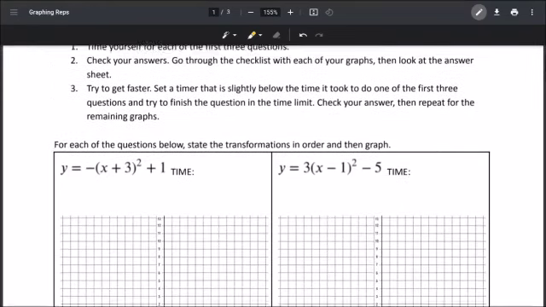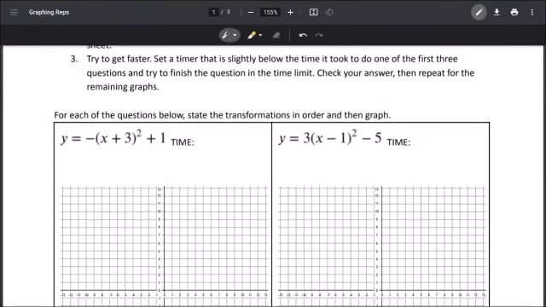Okay, so for each of the questions below, state the transformations in order and then graph. This is a very common question. We've done it already multiple times. So my transformations, I got, oh sorry, I'm going to time myself. Right now is actually 11:01. So I'm going to time myself and see how quickly I can get it done.